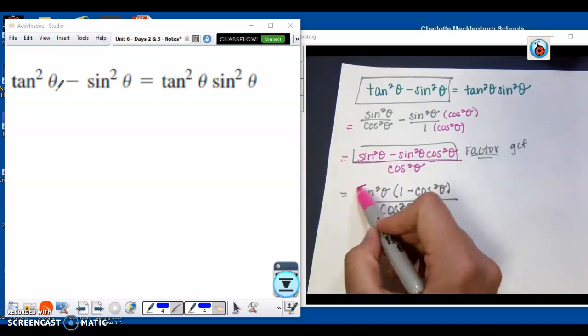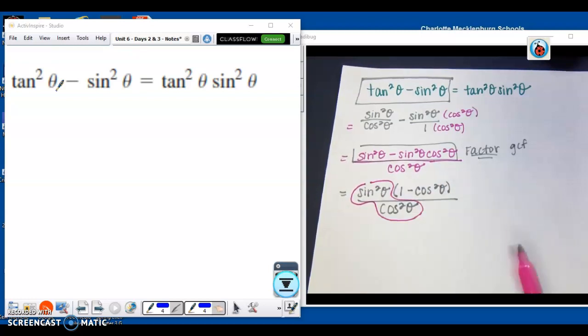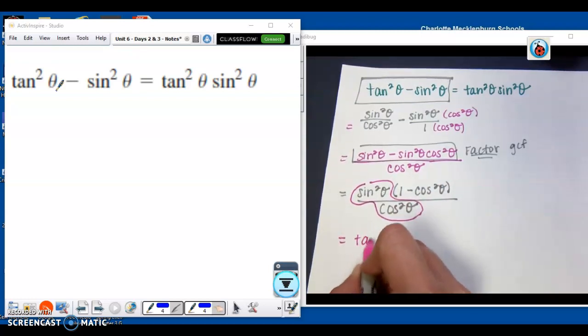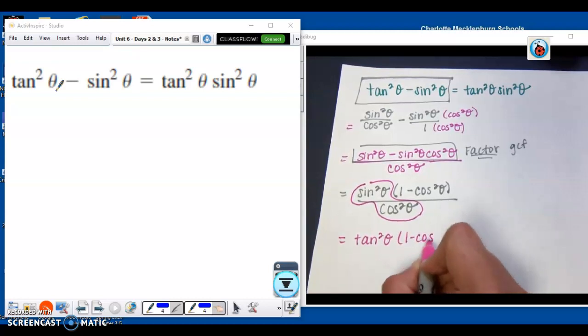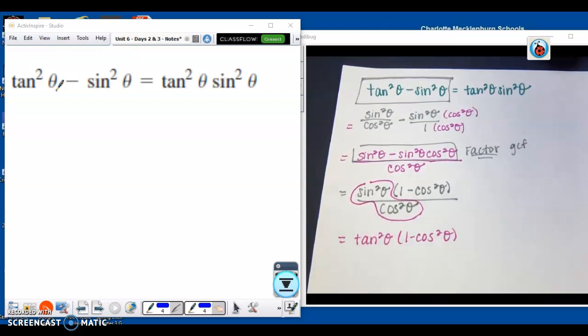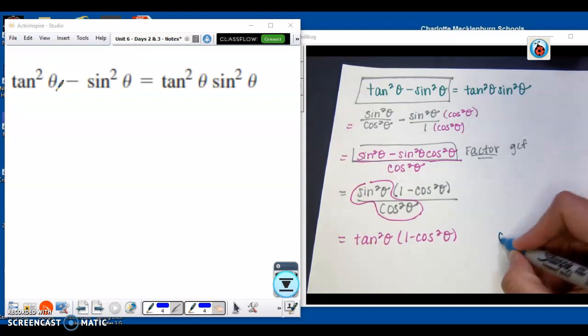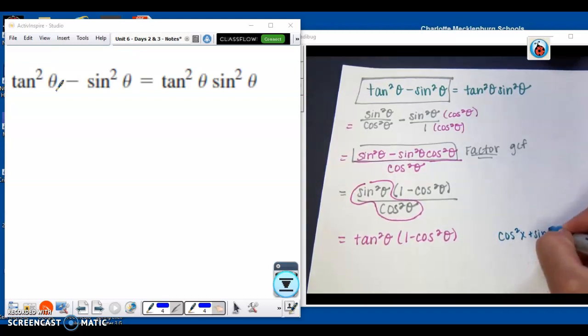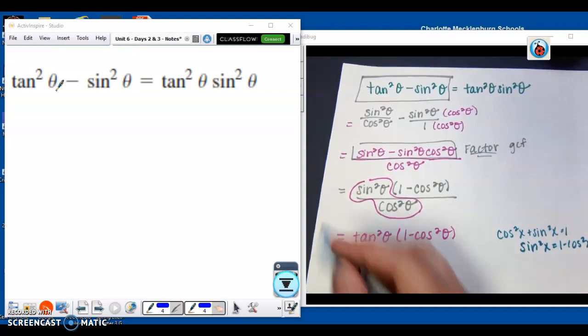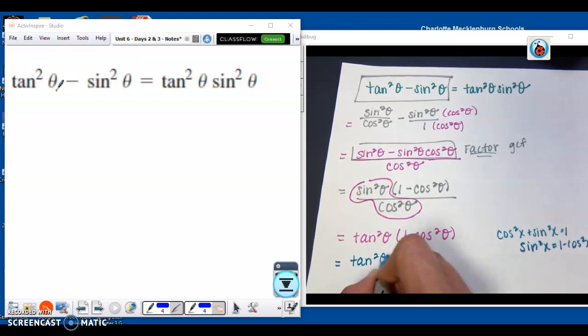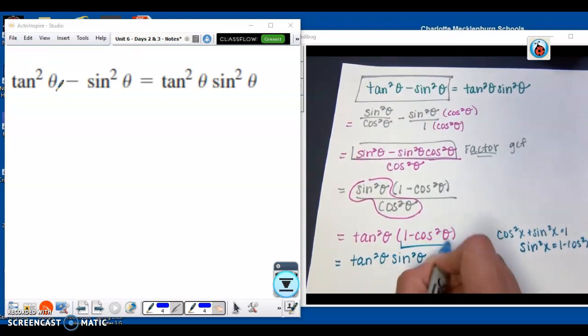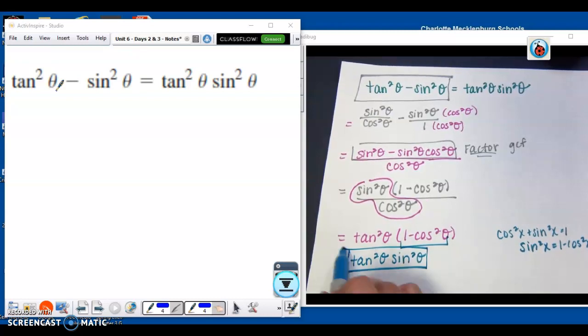So now, what I was saying about this tangent squared, sine squared over cosine squared theta is tangent squared theta. But we still have the 1 minus cosine squared theta. So remember, anytime you have a squared trig function and a 1, more than likely you're going to use one of your Pythagorean identities. So remember, we know cosine squared plus sine squared equals 1. We have 1 minus cosine squared. So that is sine squared. Okay, so this is the same thing as tangent squared theta times sine squared theta, which is exactly what was on the right side that we were supposed to prove that it was equal to.